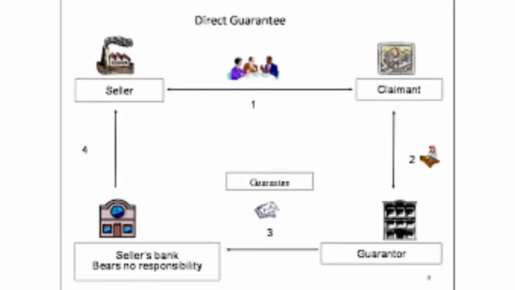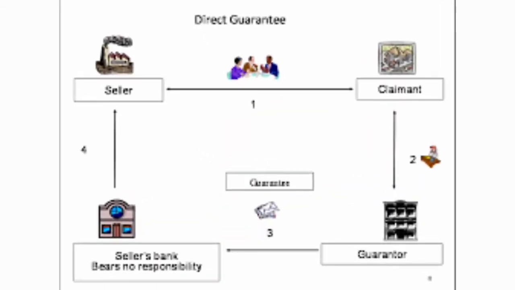Types of bank guarantees: direct guarantee or indirect guarantee. A direct guarantee occurs when the client instructs the bank to issue a guarantee directly in favor of a beneficiary.